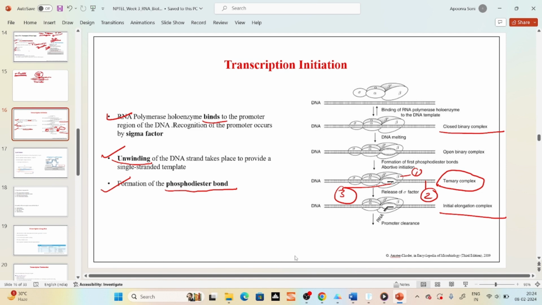Okay. So the reason why the sigma factor has to be released is because the binding of the sigma factor to the RNA polymerase is an energetically expensive process. That means a large amount of energy is required to keep the sigma factor bound to the RNA polymerase enzyme. But since there is no need of it now, why expend that much energy for no use? So that is why the sigma factor is released.